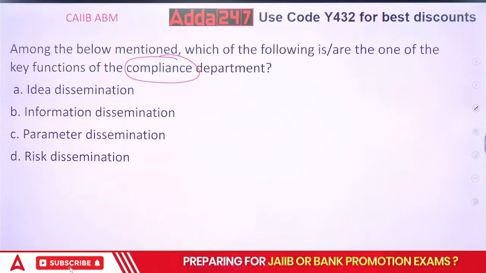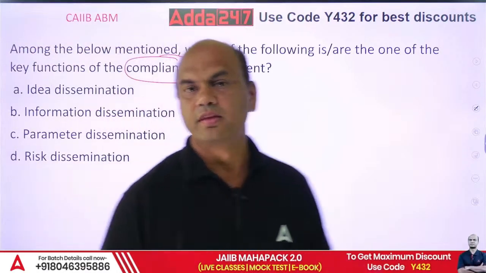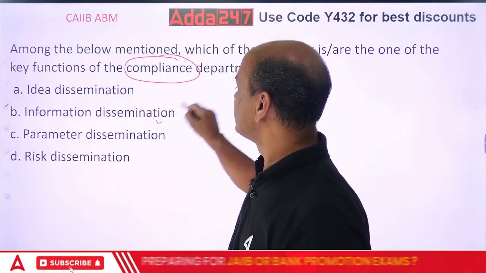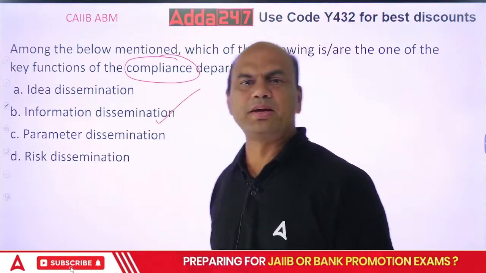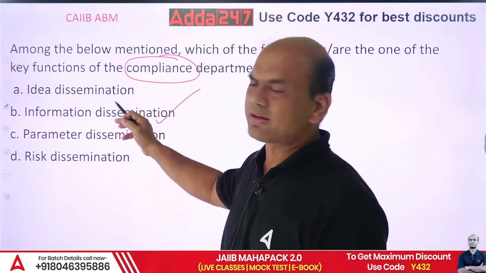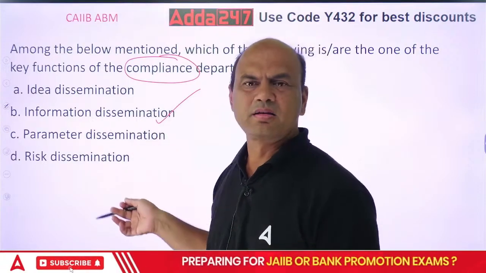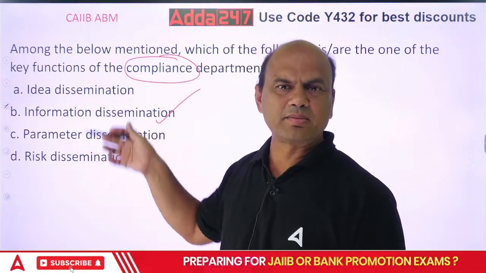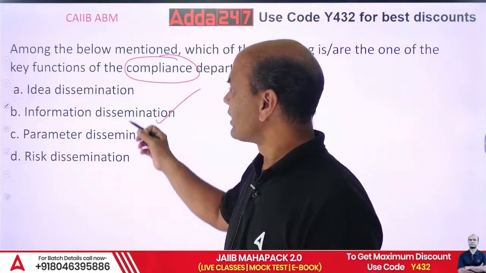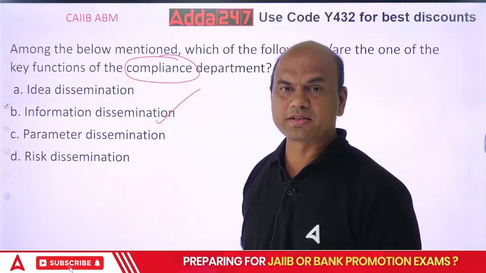So the answer for the same will be information dissemination, because compliance's main job is information. The remaining things, idea, this will be done by the product team. Parameter, these will all be decided by the product teams and audit teams. Information is the main part. So compliance's main job is this.